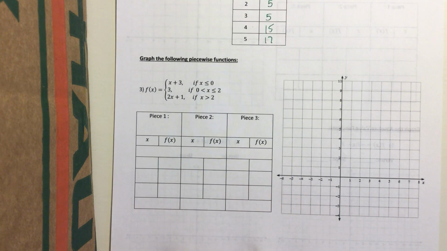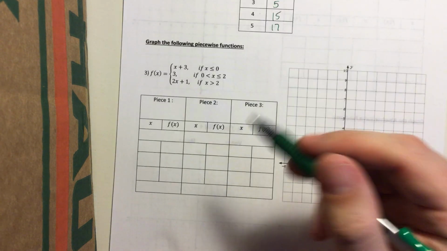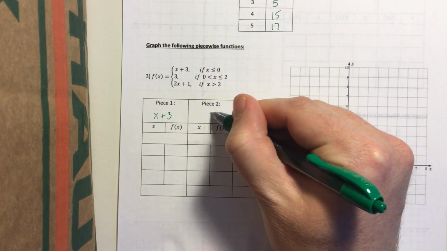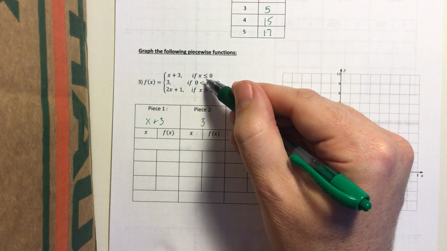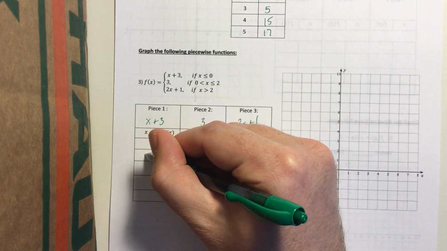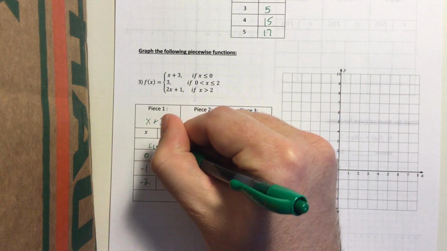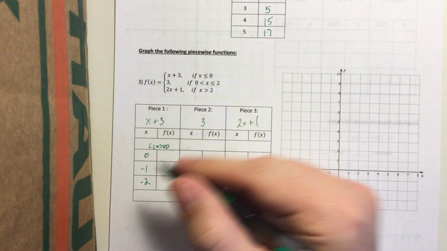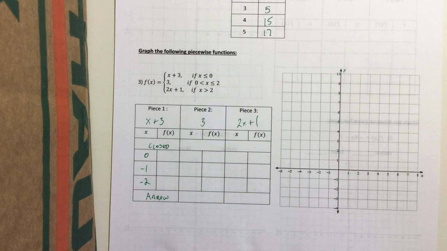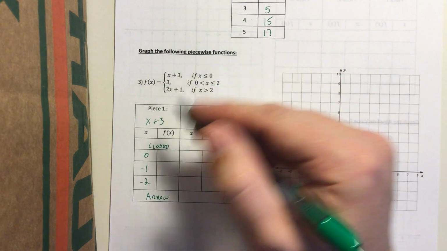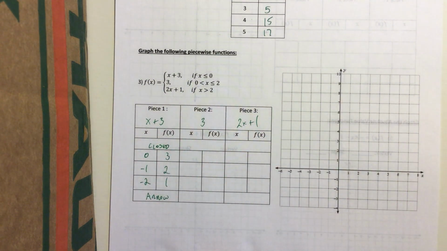All right. Number 3, the piecewise function, you got the nice table right here. So we got these 3 pieces, x plus 3, 3, and 2x plus 1. And let's see here. For x values less than or equal to 0, I'll do 0, -1, -2. At 0, it's going to be closed because it's less than or equal. And at -2, we're going to have an arrow because it keeps going after -2. That's just all we're graphing. If I plug in, 0 plus 3 is 3, obviously. -1 plus 3 is 2, and -2 plus 3 is 1.